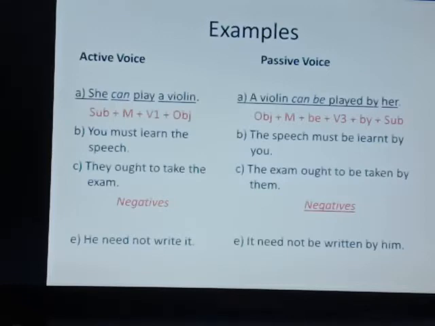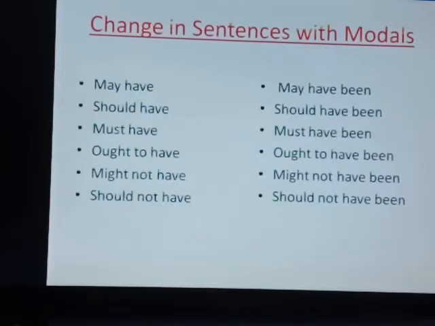So the object is it. We will start with it. It need not be, write will become written by, he will become him. So it need not be written by him. We will change the negatives with the same rule, in the same manner. Now let's check out some more modal auxiliary verbs.